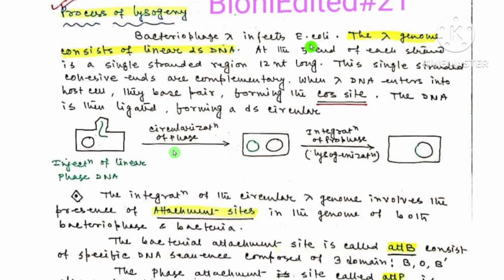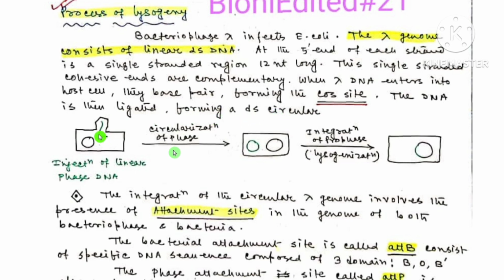Bacteriophage lambda infects E. coli. The lambda genome consists of linear double-stranded DNA. At the 5' end of each strand is a single-stranded region 20 nucleotides long, and these single-stranded cohesive ends are complementary. When the lambda DNA enters the host cell, they base pair, forming a cos site, and the DNA is then ligated, forming a double-stranded circle.